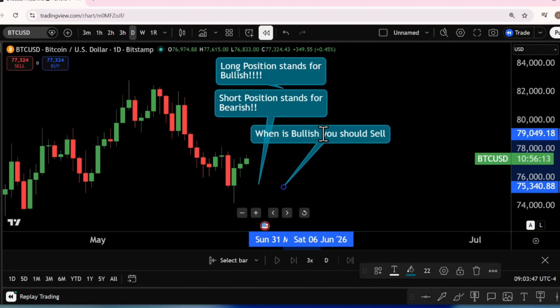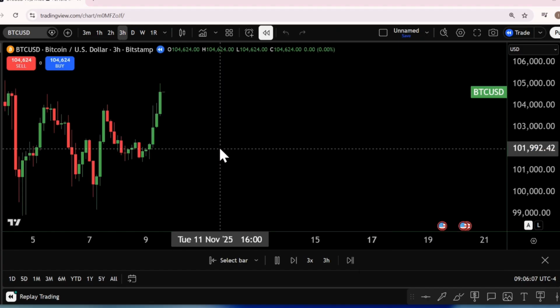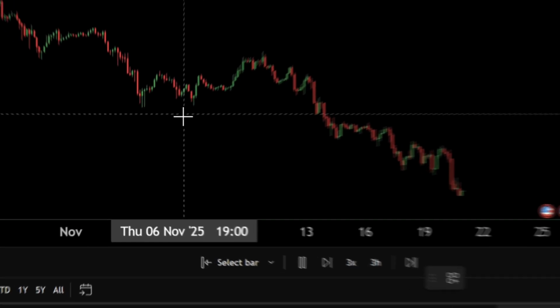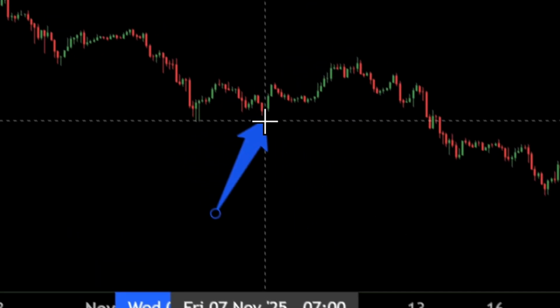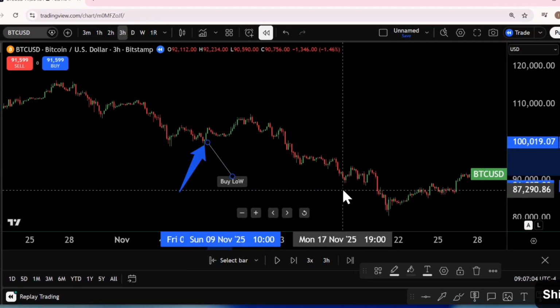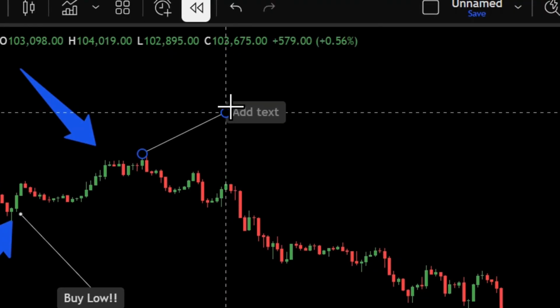Let's get into it. A long position simply means buying an asset because you expect the price to move higher over time. This is one of the most common concepts in investing and trading. When investors buy stocks, crypto, ETFs, or other financial assets expecting future growth, they're taking a long position. The goal is simple: buy low, sell higher, and keep the profit from the price difference.